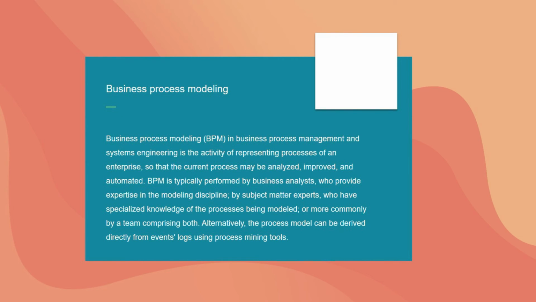Alternatively, the process model can be derived directly from event logs using process mining tools. The business objective is often to increase process speed or reduce cycle time, to increase quality, or to reduce cost, such as labor, materials, scrap, or capital cost. In practice, a management decision to invest in business process modeling is often motivated by the need to document requirements for an information technology project.